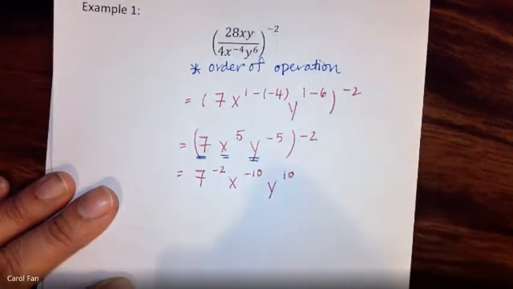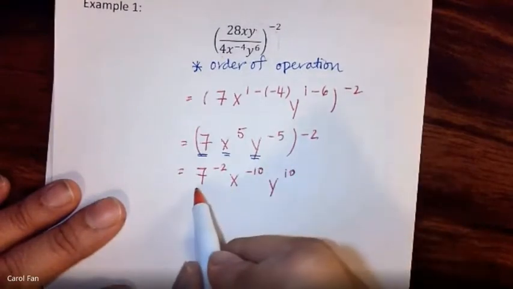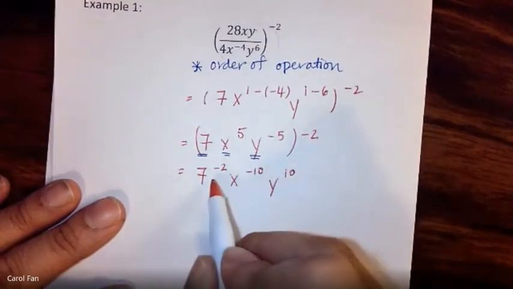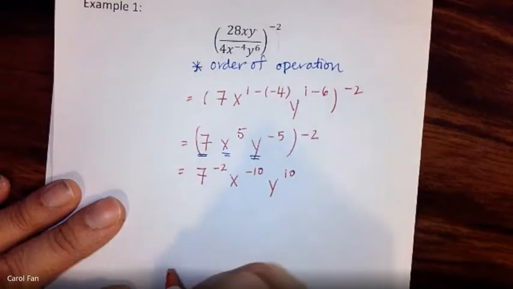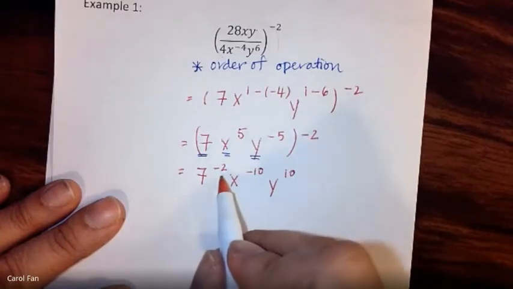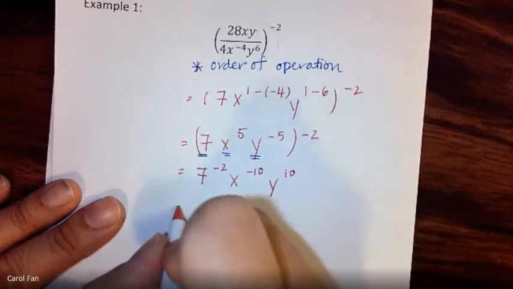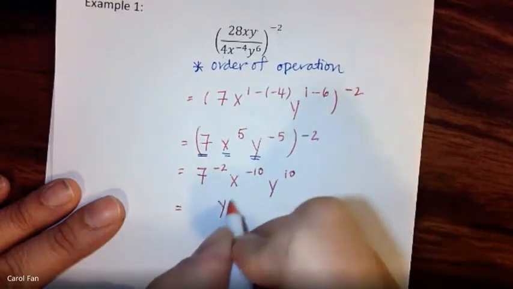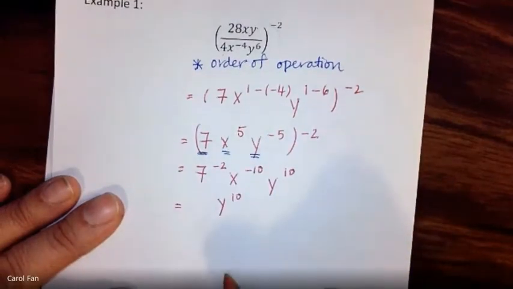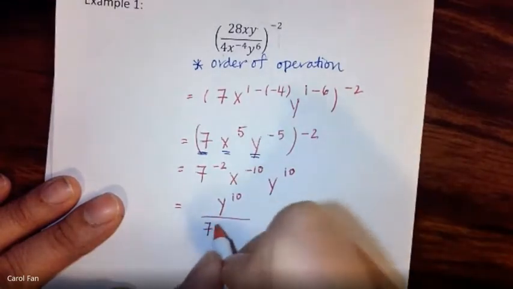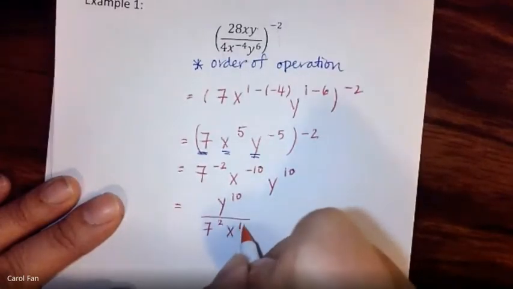But we can't leave our expression with negative exponents. So I'm going to make these positive by putting it into the denominator. The numerator, we're left with y to the power 10, and the denominator is 7 squared, x to the power of 10.